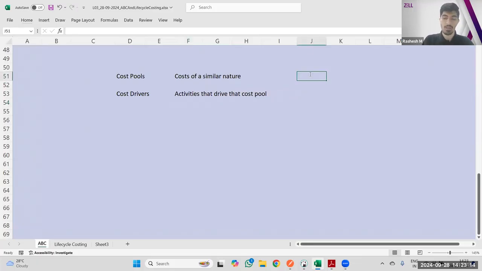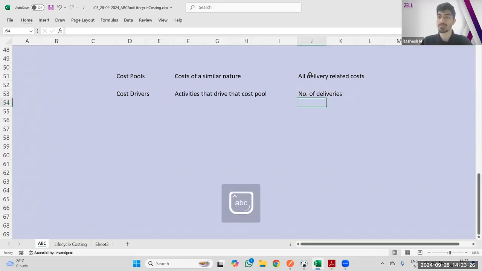So all my cost of operating my truck, which is my truck lease, my driver cost, maybe my fuel cost, all these costs are of a similar nature because they are only incurred when the same activity of driving or delivering happens. So when I pool together all my costs of a similar nature, that becomes a cost pool, and activities that drive that cost pool become my cost driver. So say for example, all delivery related costs are my cost pool, and my cost driver, what is causing this cost to occur, is number of deliveries. The lesser number of deliveries I make, in theory, I will be able to have lesser average cost because I'll be able to utilize my truck to its fuller capacity.